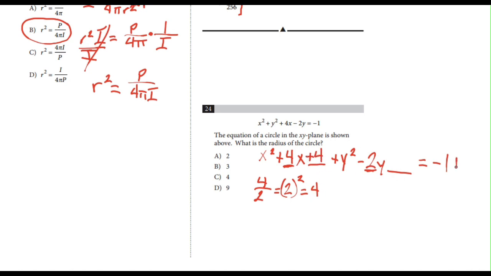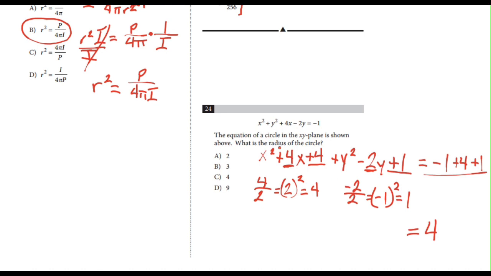And what we do to one side, we also do to the other. We're going to do the same thing with negative 2. Negative 2 divided by 2 is negative 1. Negative 1 squared is positive 1. And we're going to add 1 on the right side. Since all we're focused on here is the radius, all we need to focus on is the right side. Negative 1 plus 4 is 3. 3 plus 1 is 4.